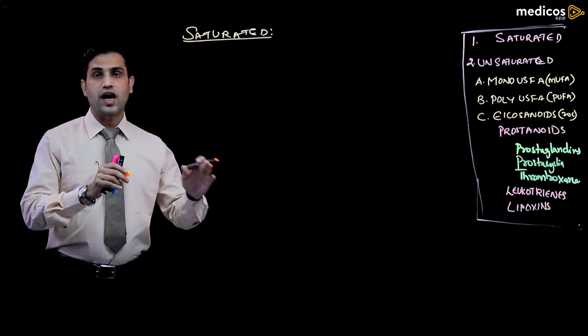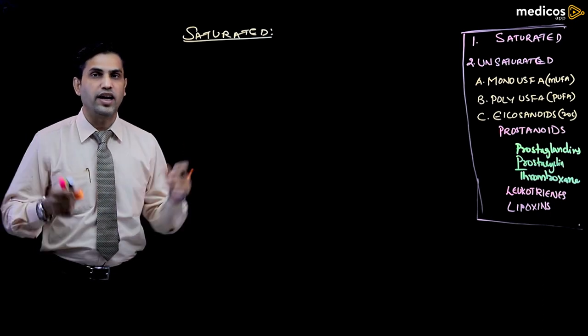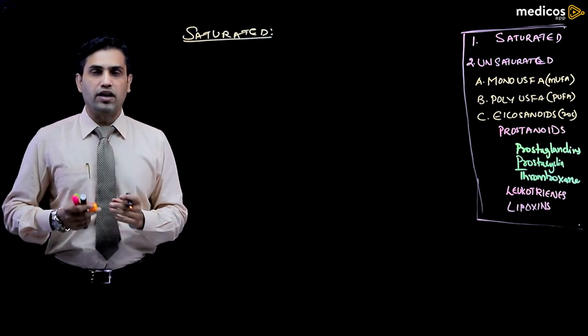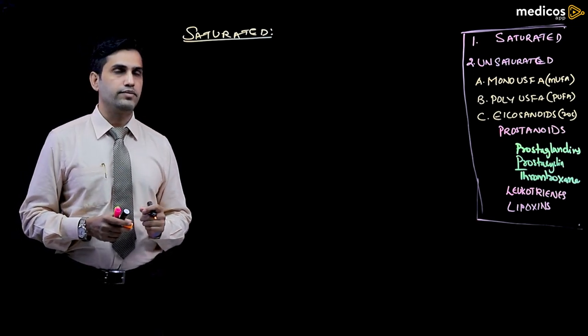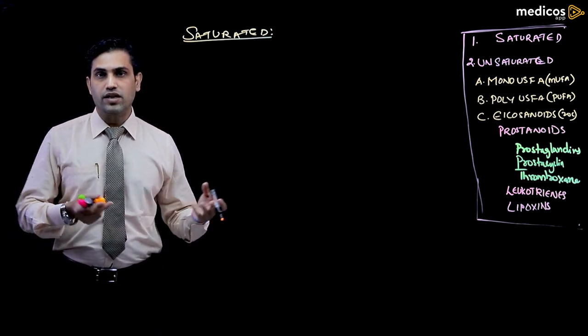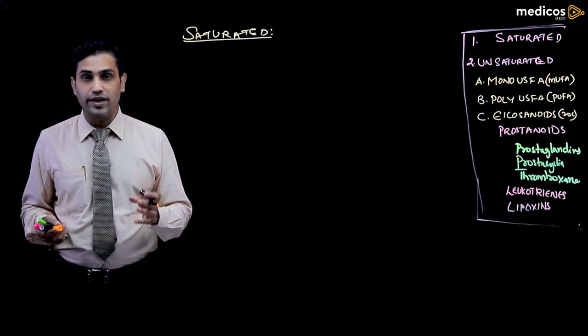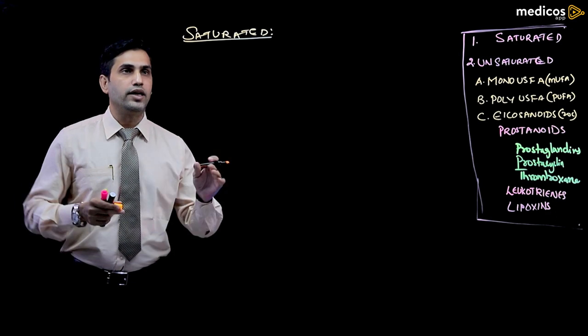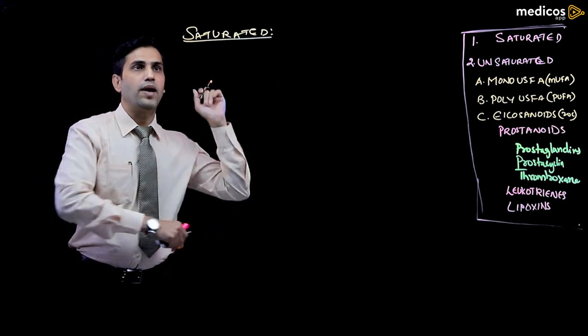Saturated fatty acids, these don't have double bonds, their melting points are high, they make the plasma membrane rigid, they exist in solid phase, you need to heat them. Sunflower oil, safflower oil, you don't need to heat them, but ghee, dalda and all that, to make it liquid, you need to heat them, alright. So that is our difference between saturated and unsaturated.